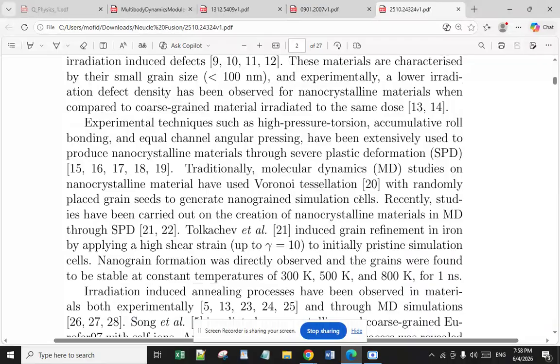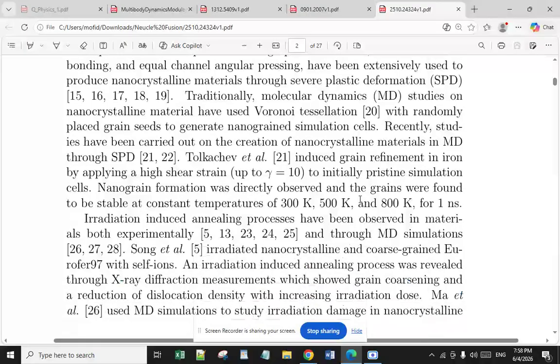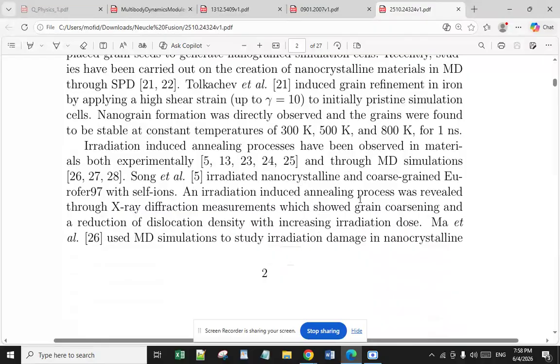Tolkachev and his colleagues induced grain refinement in iron by applying a high shear stress, up to gamma equal to 10, to initially pristine simulation cells. Nanograin formation was directly observed, and grains were found to be stable at constant temperatures of 300 Kelvin, 500 Kelvin, and 800 Kelvin for 1 nanosecond. Irradiation-induced annealing processes have been observed in materials both experimentally and through MD simulations.